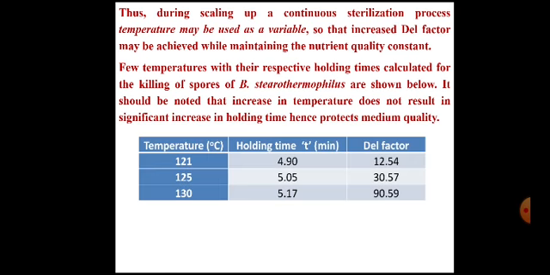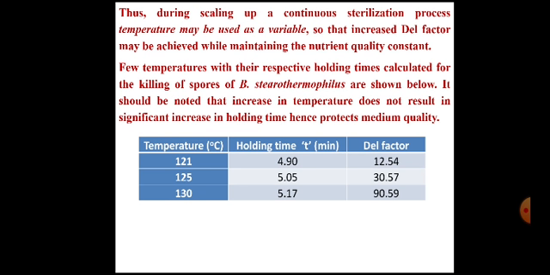This is the time temperature relationship and the required del factor. 121 degrees Celsius, holding time 4.9, and del factor required is 12.58. Temperature 125, 5.05 holding time, and del factor 30.57. Temperature 130 degrees Celsius, del factor 90.59.